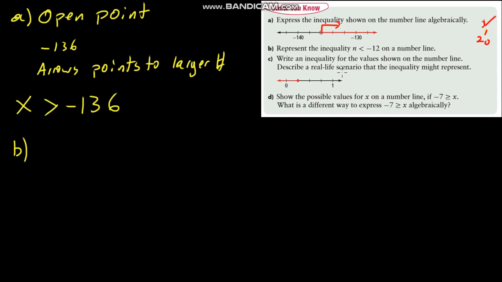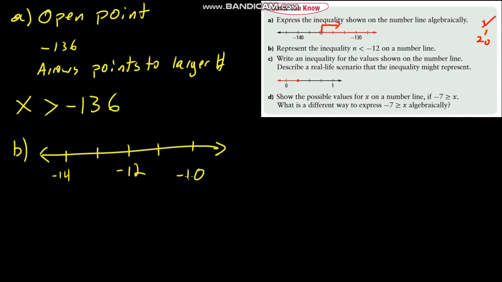Let's take a look at B. Represent the inequality n is less than negative 12 on a number line. Let's pop a number line down. Let's put our point of interest on negative 12. I'm going to put it right in the middle. I'm going to do 1, 2 numbers that are above negative 12, going up by 1 each time. So this is going to be negative 10. And 1, 2, this is going to be negative 14.